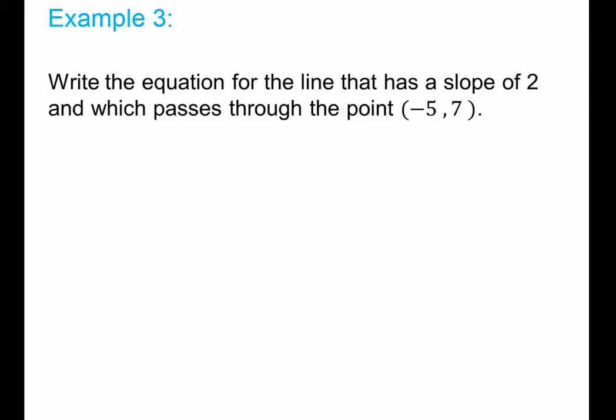So it says, write the equation for the line that has a slope of 2 and which passes through the point negative 5 comma 7. I would highly recommend writing down point slope form first and then just filling in kind of like I showed you before. Okay, go ahead and try this one on your own, and then unpause when you're ready to resume the video and go over answers.